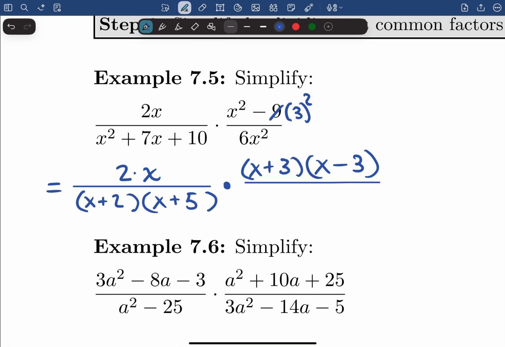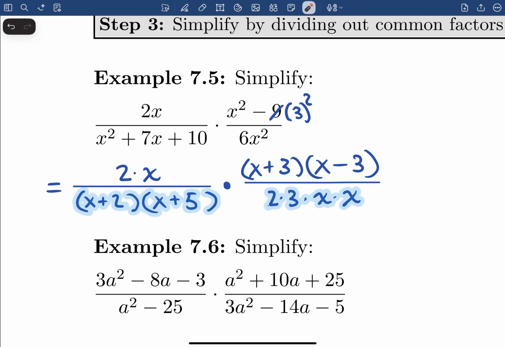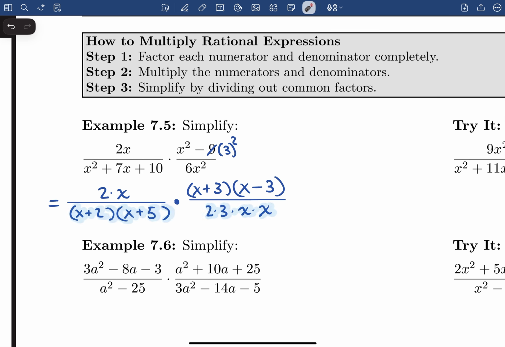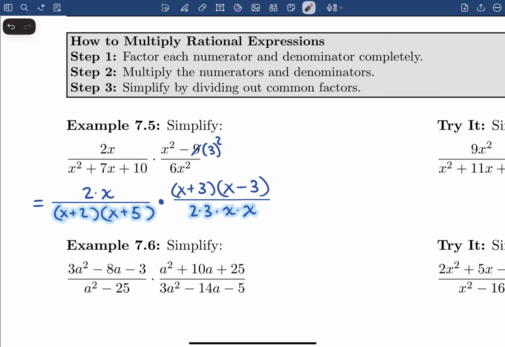And lastly, we see this 6x squared. Now I can write that 6x squared like prime factorization. Like 6 is 2 times 3, and x squared is x times x. This helps me see everything more clearly. Okay, so if you find the prime factorization of these basic things like 6x squared, 2x, there you go. Now that we have factored everything, right? That's step 1. Factor each numerator and denominator completely.